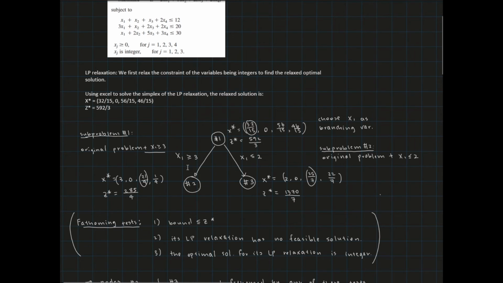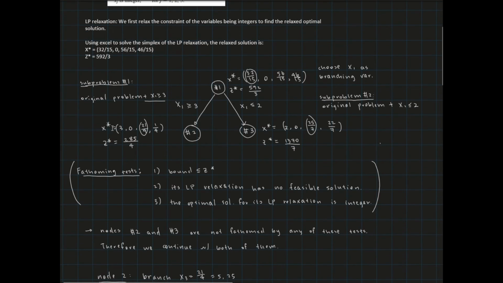So we know x1 has to be greater than or equal to 3 or less than or equal to 2. So subproblem 1 is our original problem plus this constraint. And then subproblem 2 is our original problem plus this floor constraint. Now let's look at our solution for subproblem number 1. We get x optimal is equal to 3, 0, 21 over 4, and 1/4, and this z value. And for subproblem number 2, we get this solution. And neither of these have integer values as well.